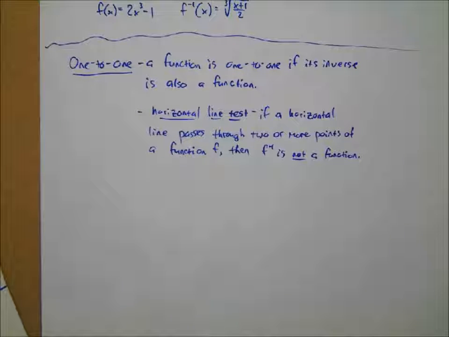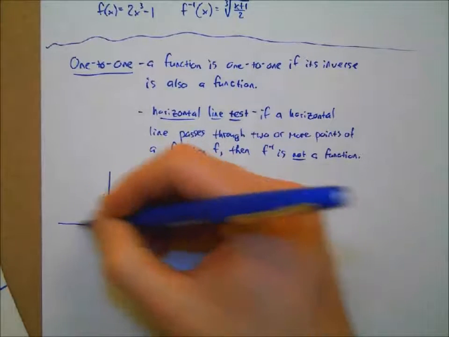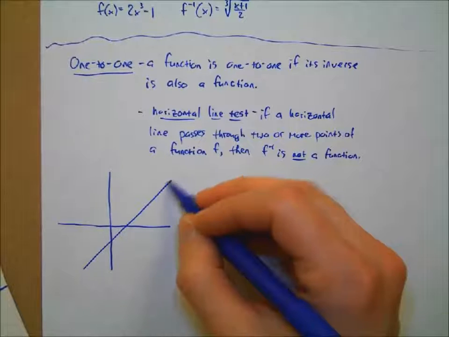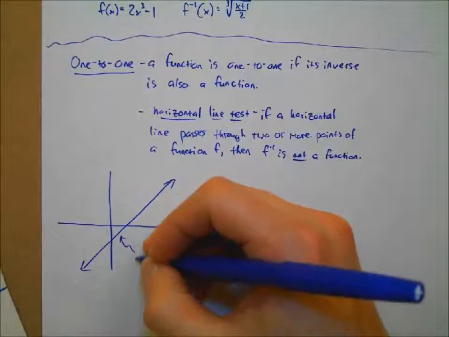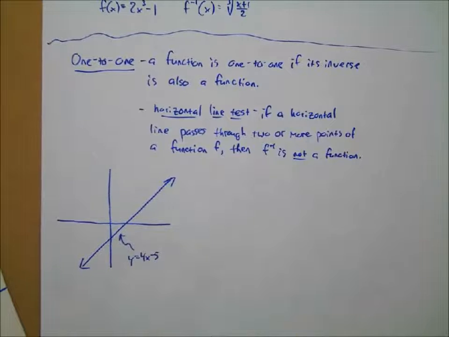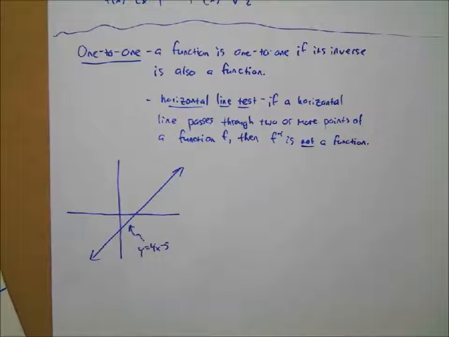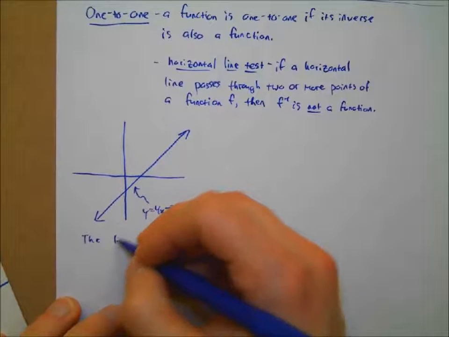All right, let me show you some examples of what I mean by that. I'll just graph a line, and let's just say, hypothetically, this is y equals 4x minus 5. Is this line a function? Does it pass the vertical line test? Yes. Does it pass the horizontal line test? Yes. So is this line 1-to-1? Yes. The line is 1-to-1.